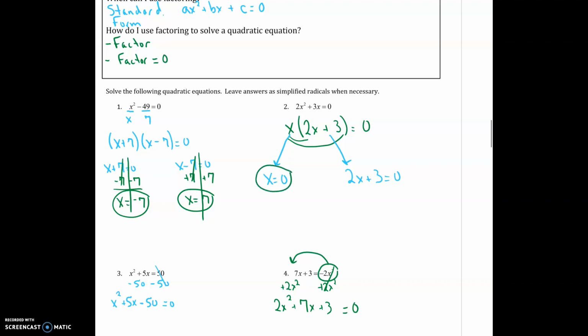There's one of our solutions, x equals 0. On the other one, to get x alone, I'm going to subtract 3. Those 3's cancel out. I'm left with 2x on the left side, negative 3 on the right side. And now to solve for x, I'll divide by 2 on both sides.